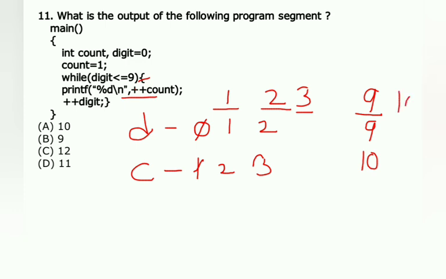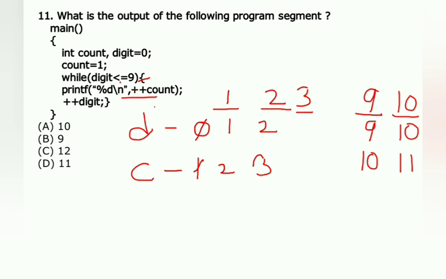So in the 10th iteration we will check. Here the digit value is 9. So 9 less than or equals to 9, which is correct, so it will enter the printf statement. It will increment the count value, so the count value will become 11 and the digit value will become 10, in the 10th iteration.